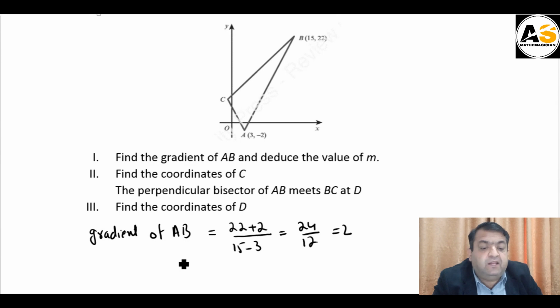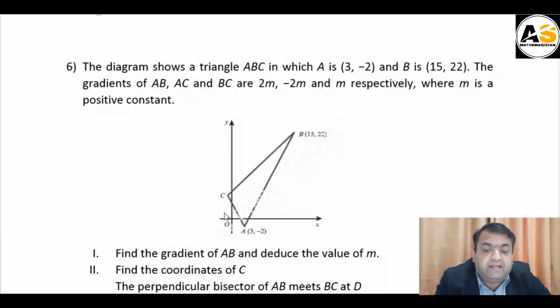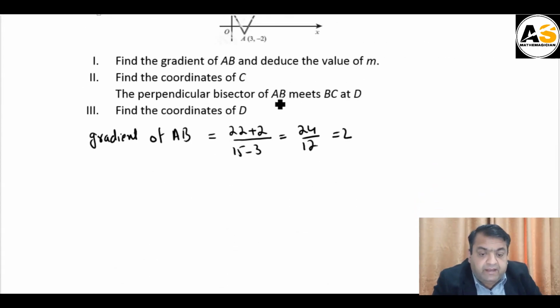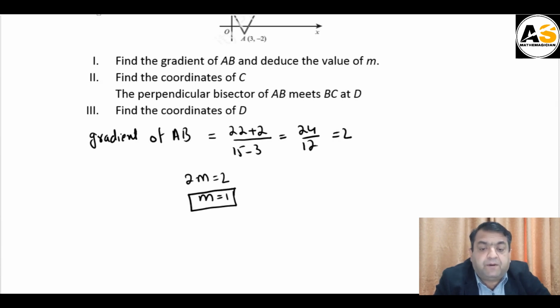And deduce the value of m. In the question we are given that the gradient of AB is 2m. So we write 2m is equal to 2, which implies m is equal to 1. So part 1 is complete. In part 2 we are required to find the coordinates of C.